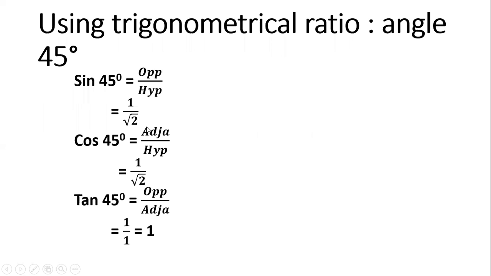So we want to use our trig ratios. Using our trig ratios for 45, sine is opposite over hypotenuse, that's 1 over root 2. Cosine is adjacent over hypotenuse, 1 over root 2. Tangent is opposite over adjacent, 1 over 1, which is 1.